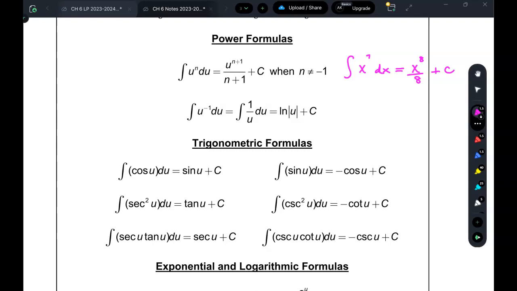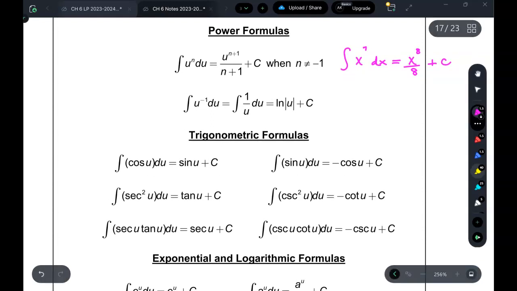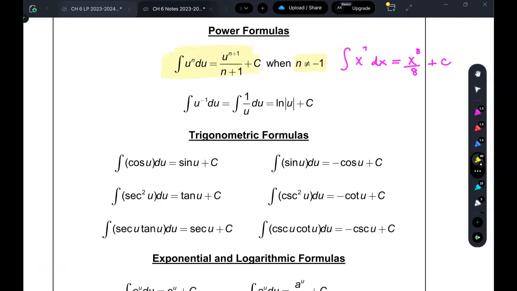How can we check our answer? We'd just do the derivative. So if I did the derivative of this, right, the 8 would come to the front to the 7th power. The 8s would cancel. Obviously, the derivative of that constant just becomes 0. Okay, now this rule applies to any power except -1.